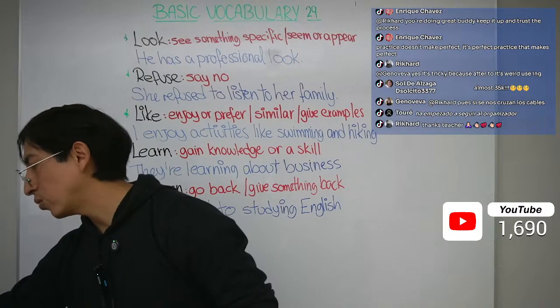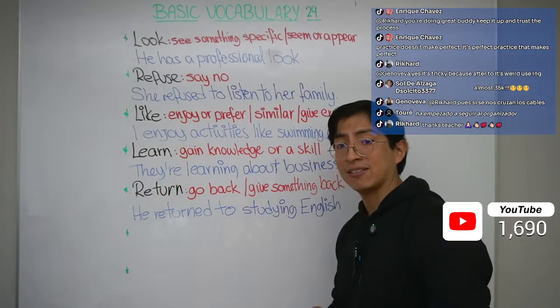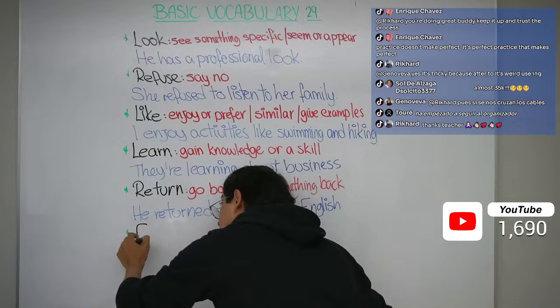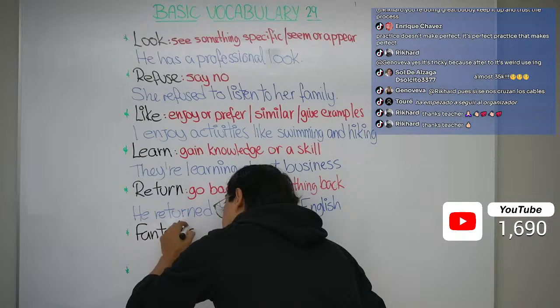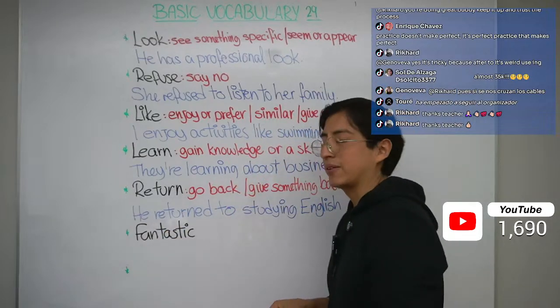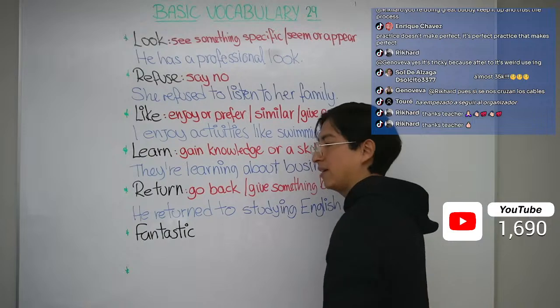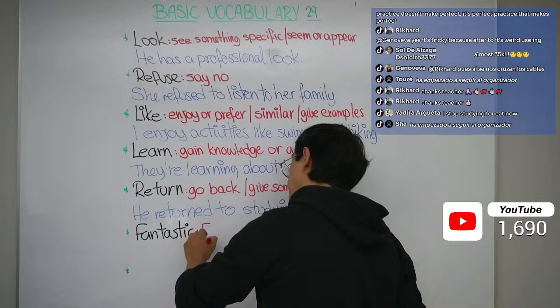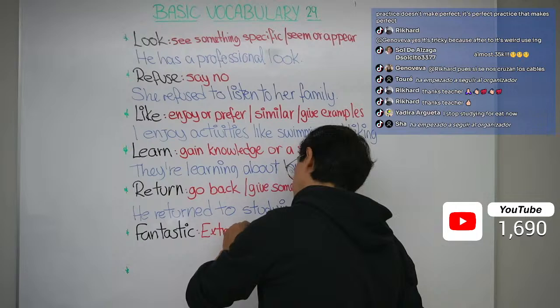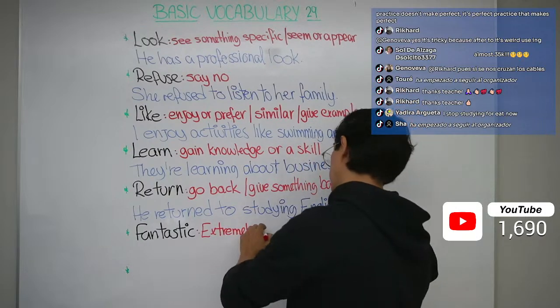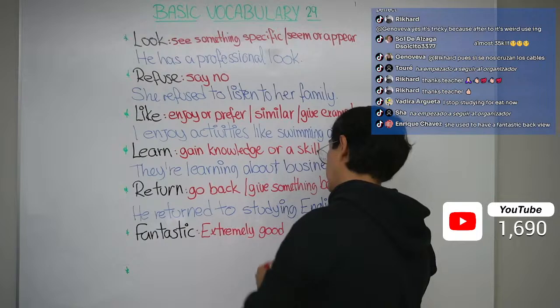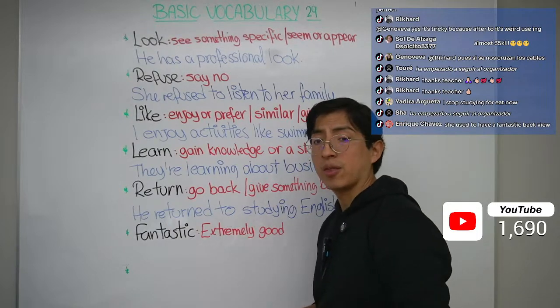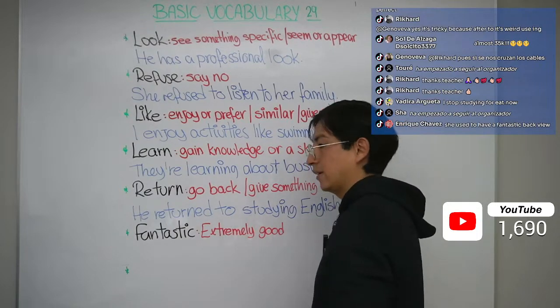The next word is "fantastic." Okay, fantastic. This is a very easy word, guys, right? We're talking about something that is extremely good. Something incredible, something impressive, right? Yep, very good.